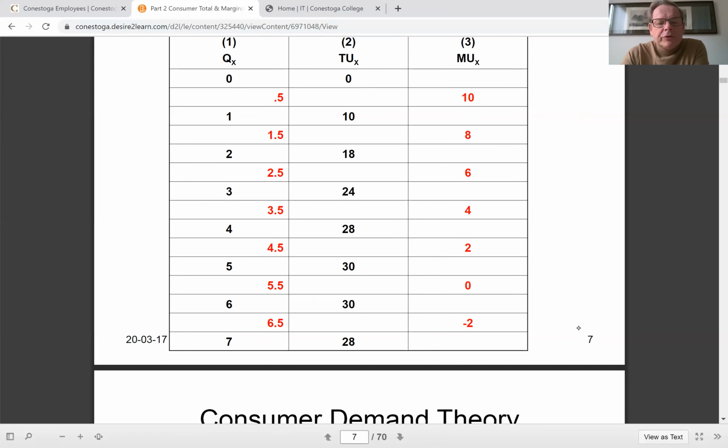So here, your total utility is 28, so 28 less 30 divided by 7 less 6. Your marginal utility is going to be minus 2. 28 minus 30 is minus 2 divided by 1, which is minus 2. Now, what I'd like to do is switch over to the graphs that were emailed to you, the total and marginal utility curves.